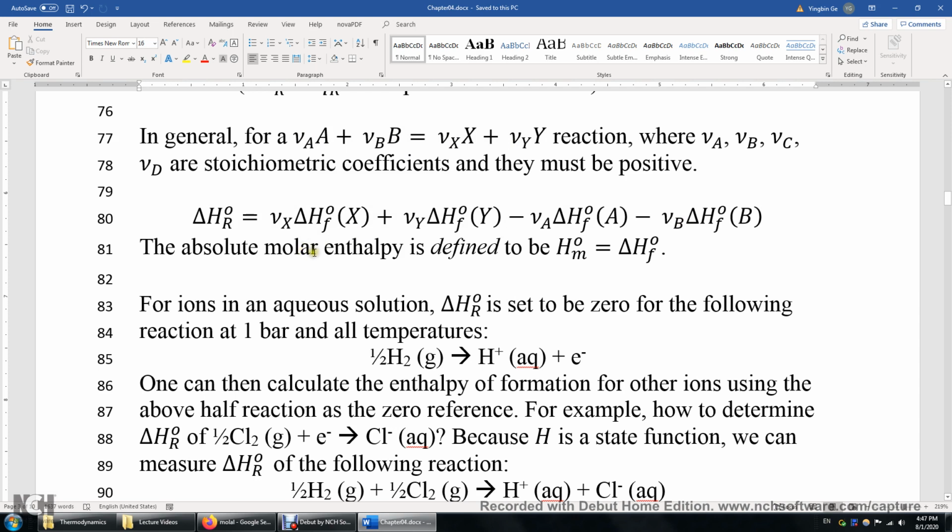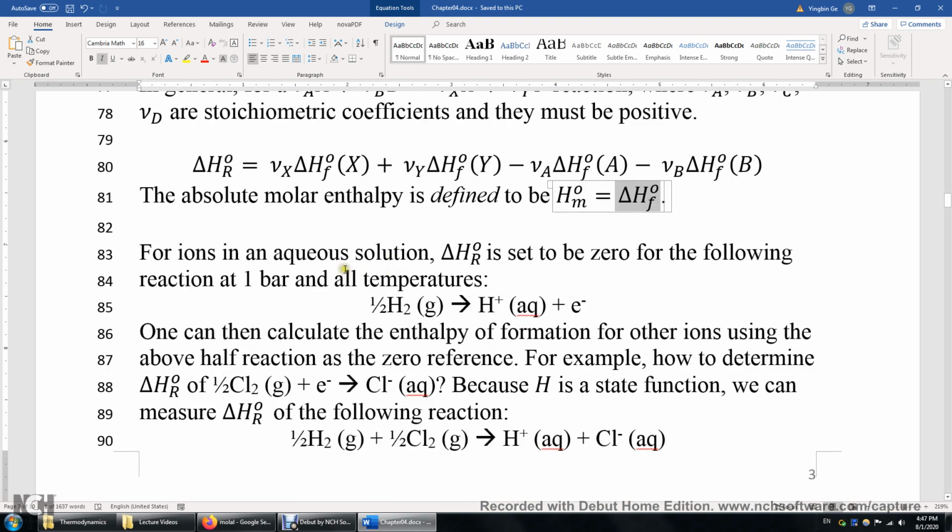Now, the absolute molar enthalpy is just defined to be the same as the enthalpy of formation. So again, this is just by convention. When you see molar enthalpy, it's not really the absolute value of the molar enthalpy of the chemical. It's actually the enthalpy of formation of the chemical, that is, relative to pure elements.